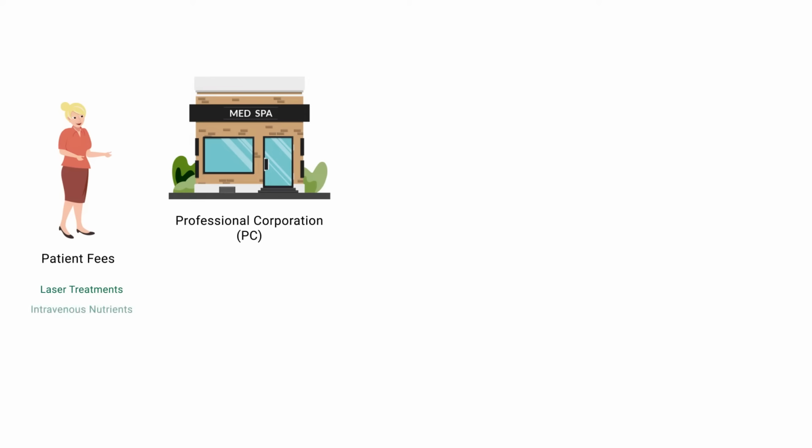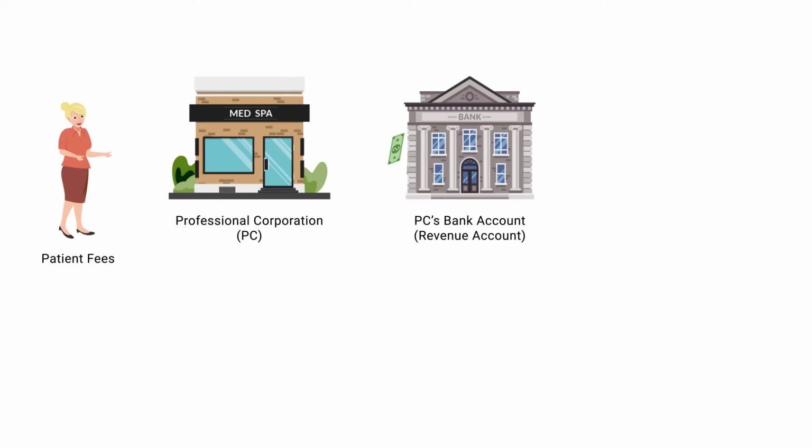Now let's get to the flow of funds for a med spa. It begins with patients paying for services like laser treatments, intravenous nutrients, compounded medications, or other injectables. These types of services are medically supervised and thus should flow first through a bank account, which is operated in the name of the practice. This bank account is referred to as the revenue account.